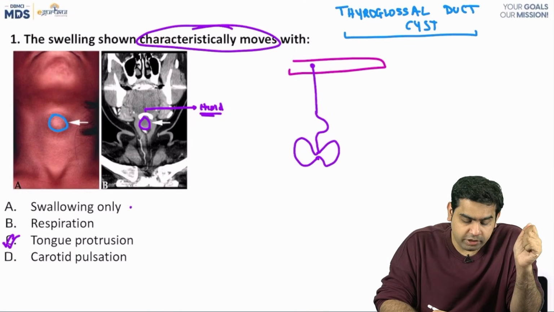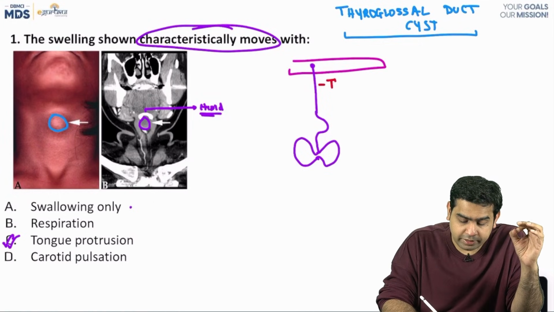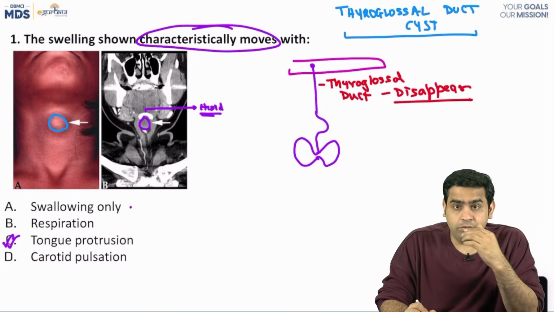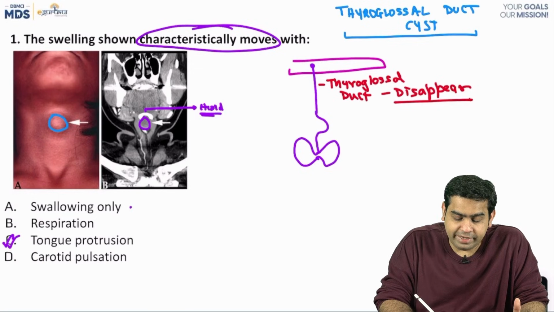Now after this embryological development of the thyroid is done, this thyroglossal duct should disappear. Okay, but if at all this thyroglossal duct does not disappear, if it persists, in that particular scenario, it can lead to the thyroglossal duct cyst. Okay, it can lead to the thyroglossal duct cyst.